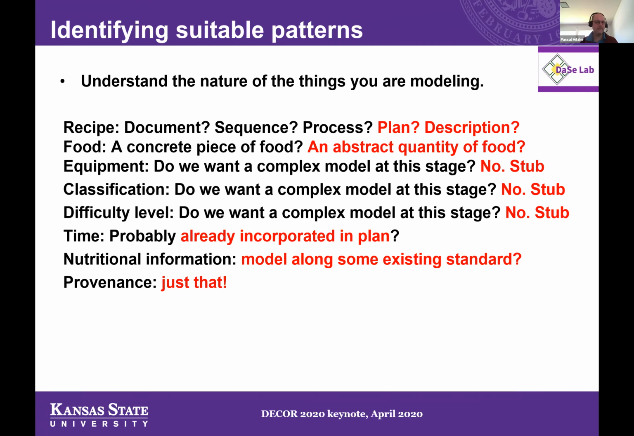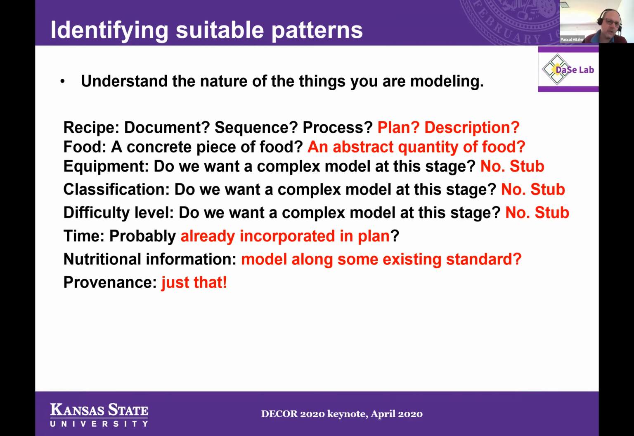It seemed to us here naively that a recipe is really a plan. It's a description. And that's primarily because for the use case we're looking at, we're not so interested in the process details, the steps. We're really interested in the overall plan, particularly in what goes in, what comes out, kind of thing. Okay. Food. For food, for example, when we think about this now, we come across questions like, do you mean a concrete piece of food or an abstract quantity? The 100 grams of cucumber I have in my fridge, or an abstract 100 grams of cucumber, etc.